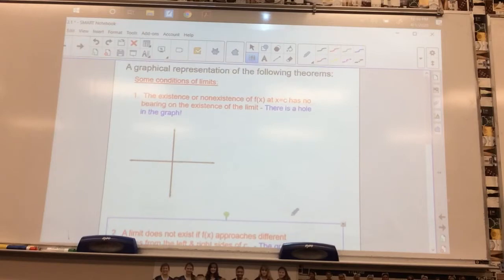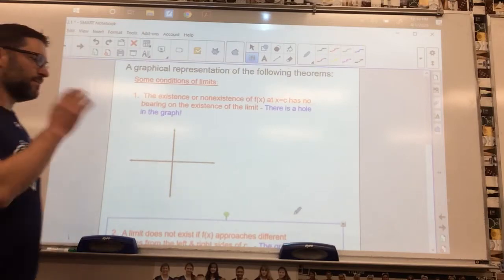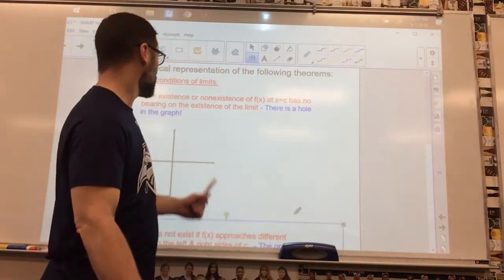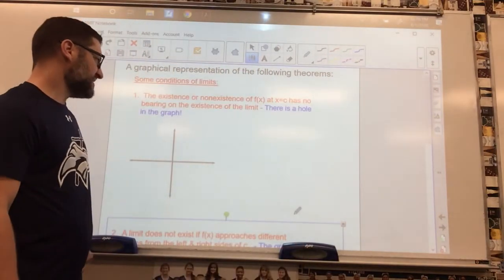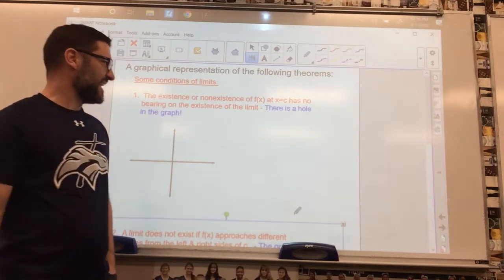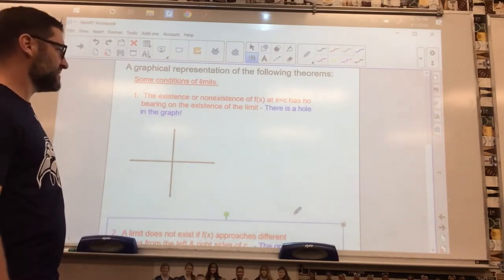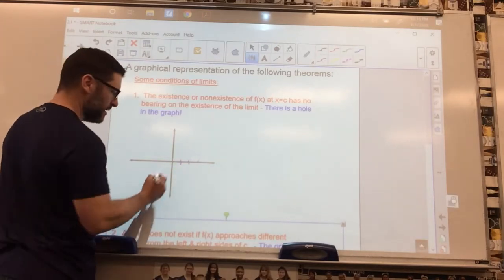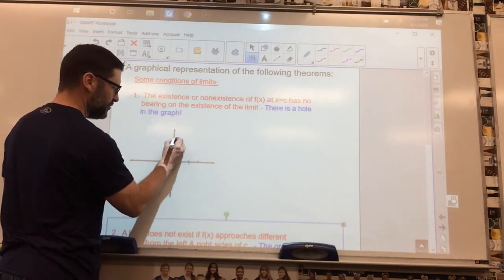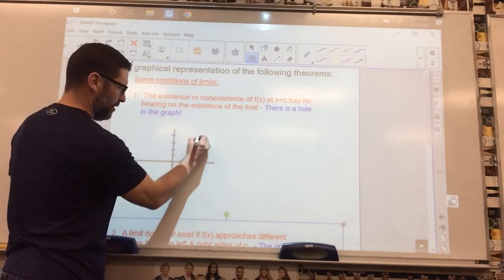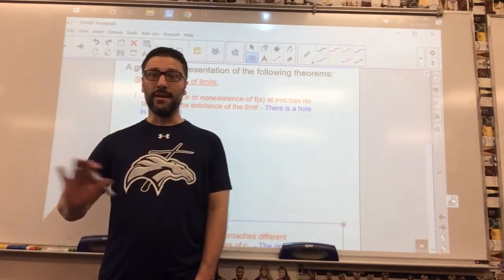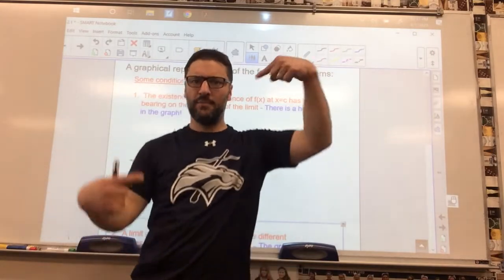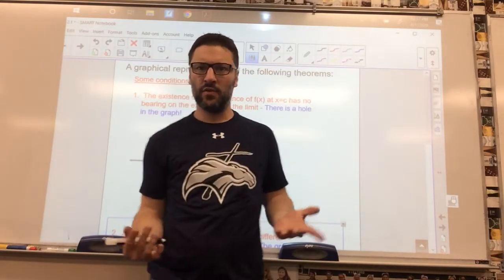All right. The last thing I want to do today is graph some pictures of this, to show you what some of these conditions look like on a graph. So number 1, the existence or non-existence of f of x at x equals c has no bearing on the existence of the limit. Let's put right there, we're going to go out to 3, and I'm going to go up to 4, and I'm going to put a hole. And I'm completely making this graph up. I'm just wiggling them around, and then eventually they're going to come together in that hole.